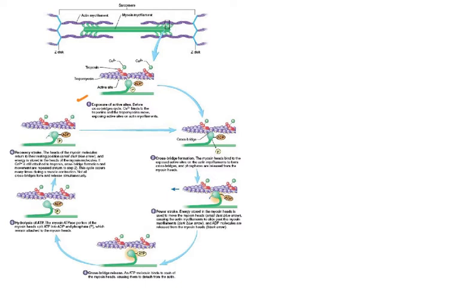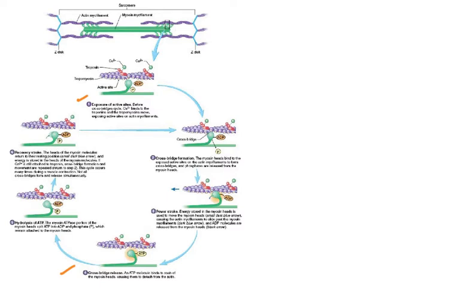Number 2, cross bridge formation. The myosin head binds to the exposed active sites on the actin myofilaments to form a cross bridge, and phosphates are released. Number 3, power stroke. Energy stored in the myosin head is used to move the myosin heads, causing the actin myofilament to slide past the myosin myofilaments, and ADP molecules are released from the myosin heads. Number 4, cross bridge release. An ATP molecule binds to each of the myosin heads, causing them to detach from the actin.